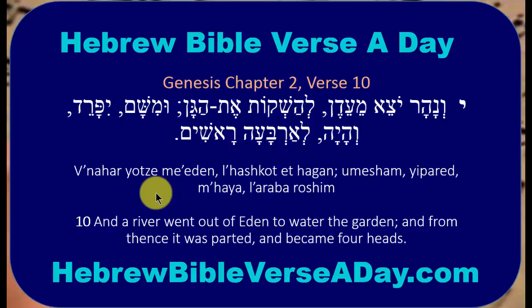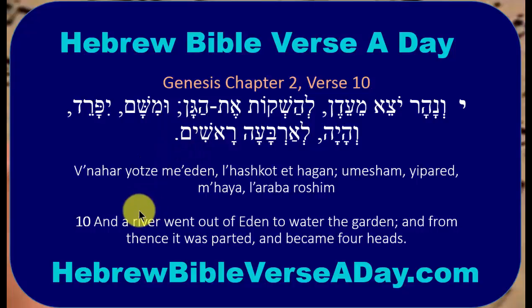We're now looking at the second chapter of Genesis, the second parak of Bereshit, verse number 10, Pasuk Eser. And a Yud here, the smallest letter of the alphabet, the numerical value is 10. So we're going to read through the Hebrew pretty fast, and then we will read through the English and then go over everything a bit slower. V'nahar yotzeh me'eden lahashkot et Hagan umisham yipared v'haya la'arba'a roshim.